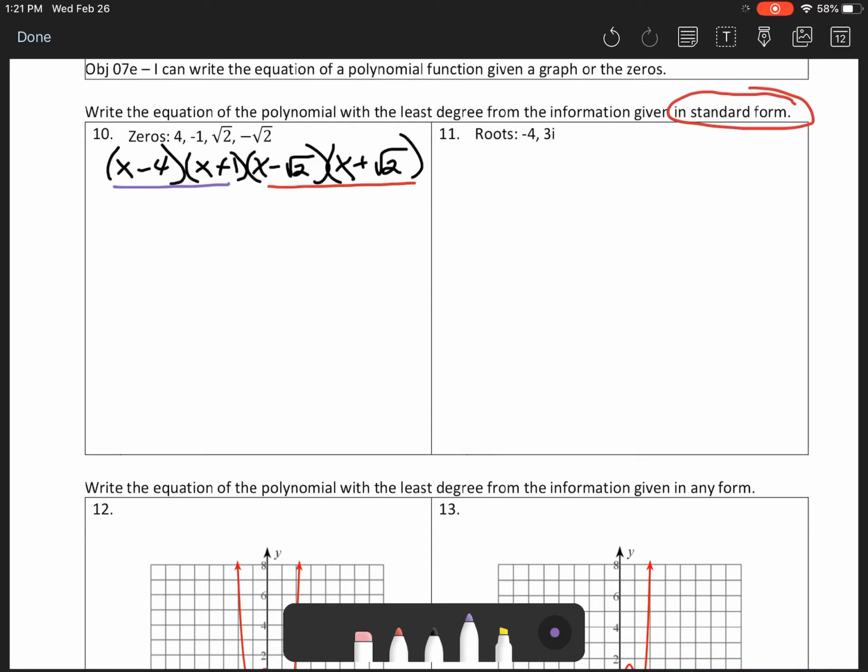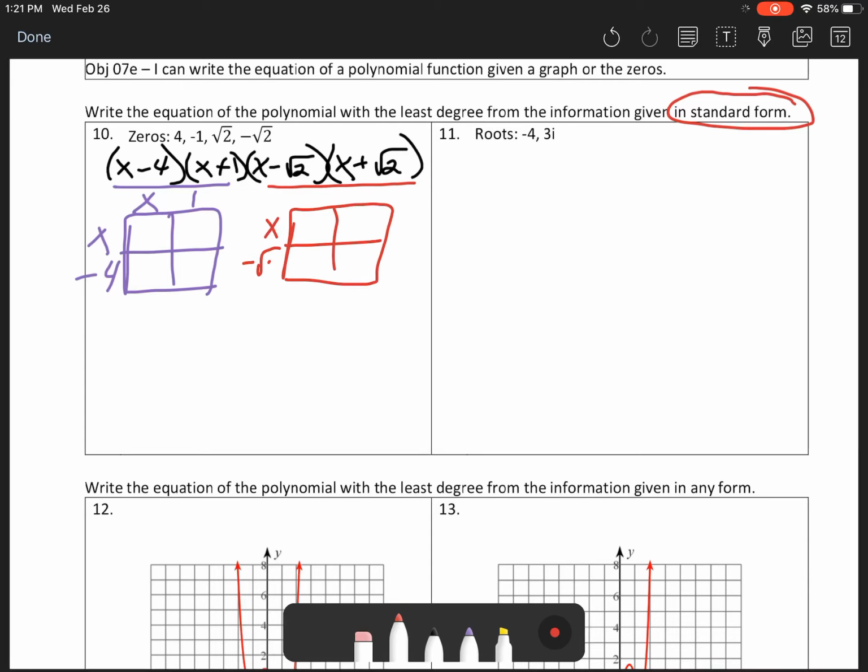So for this first one, I'm just going to do 2 boxes because most of you are comfortable with a box. This is going to be x - 4 by x + 1. My other box is going to be x minus radical 2 and x plus radical 2. x times x is x squared for this one. This is 1x, this is -4x, and this is -4. So for my first product, after I multiply these two, I have x squared minus 3x minus 4.